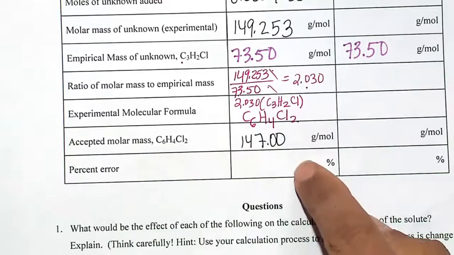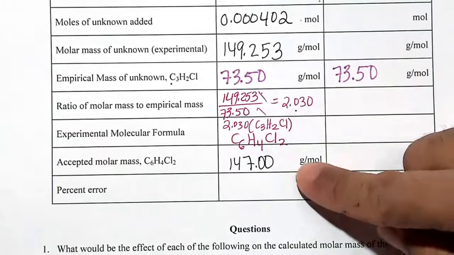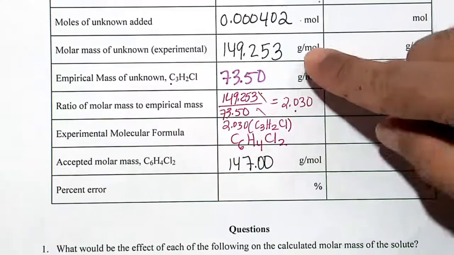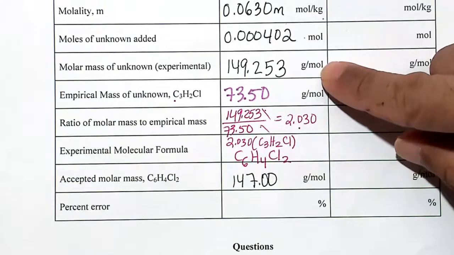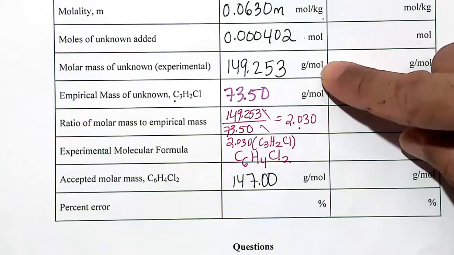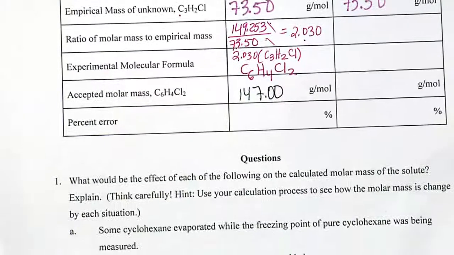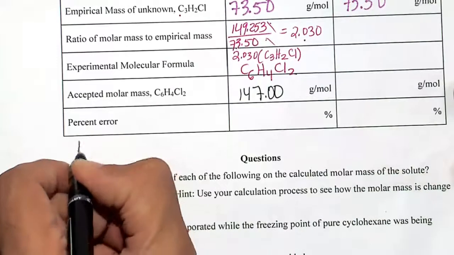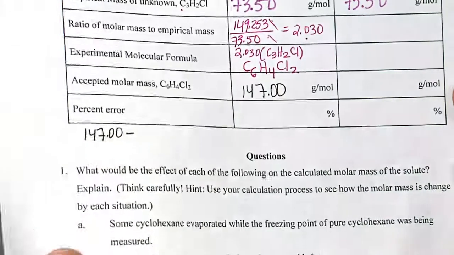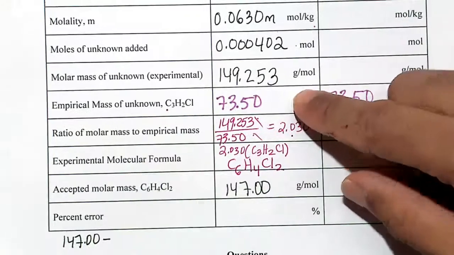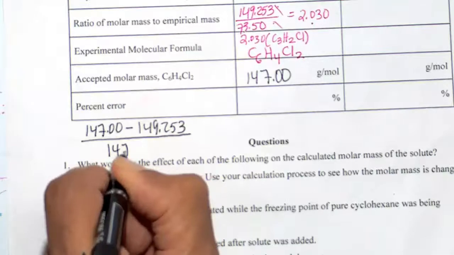But we got the molar mass of our unknown experimentally. This is from the textbook or periodic table. This is what we got from utilizing our math equations. We got 149.253 grams per mole. So let's figure out the percent error. The percent error is known, 147.00, minus what we got, 149.253. Known minus what we got, divided by our known.